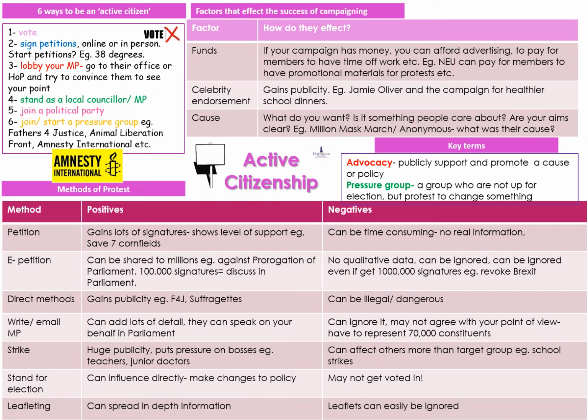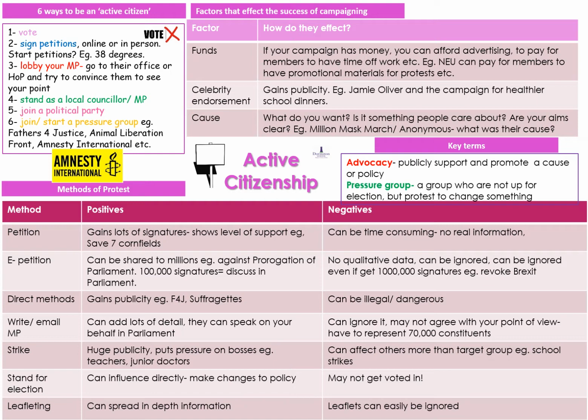You can write or email to your MP. You can add lots of detail into it and explain your campaigning. So this is lobbying. They can speak on your behalf in Parliament, which means you could be responsible for getting policy changes. However, your MP can ignore it. They might not agree with your point of view. And remember, your MP represents on average 70,000 constituents. They can't possibly go and make debates in Parliament for every single one.